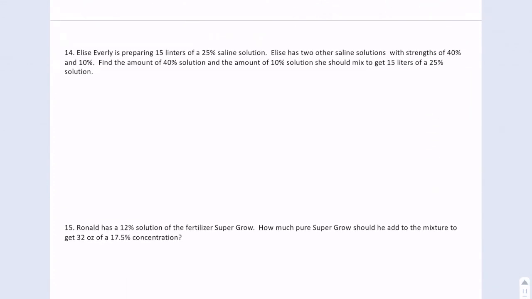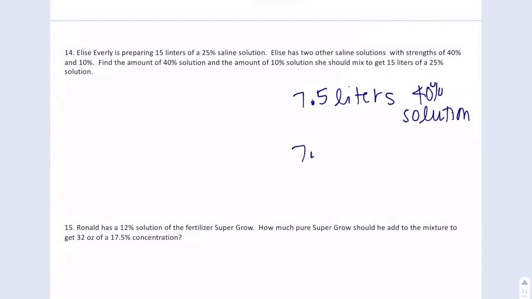Okay. Same thing for number 14. I'm going to let you do that on your own. You should get 7.5 liters of 40% solution and 7.5 liters as well of a 10% solution.